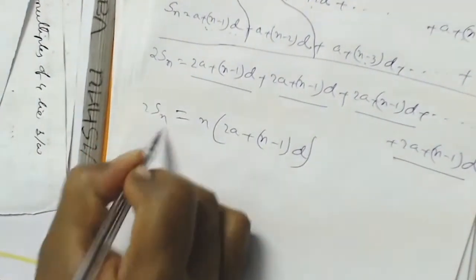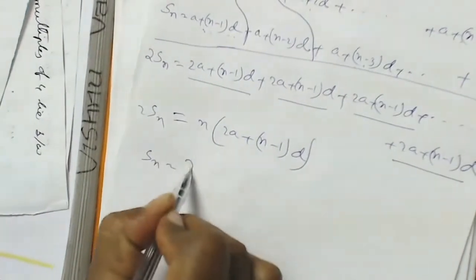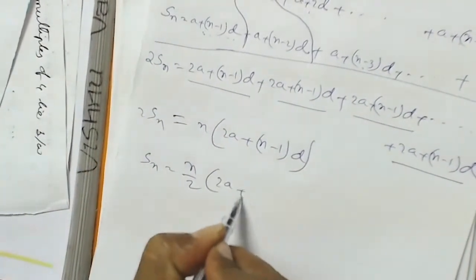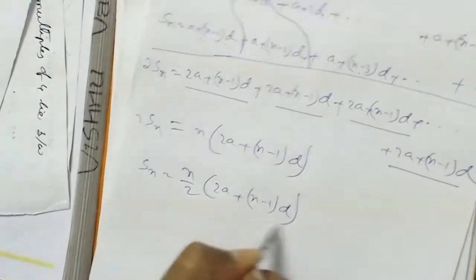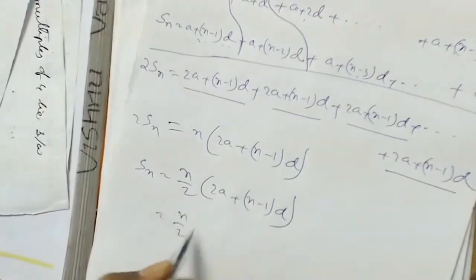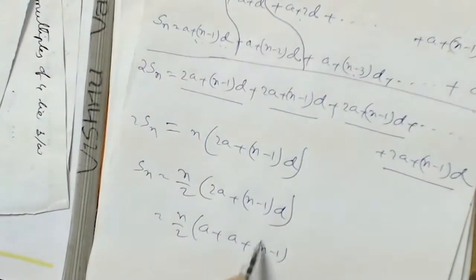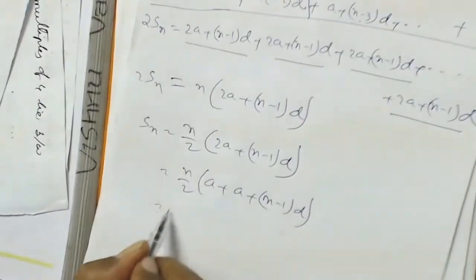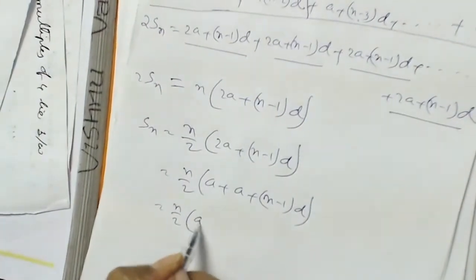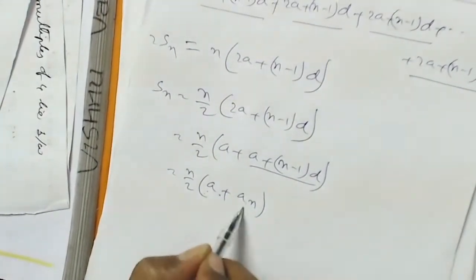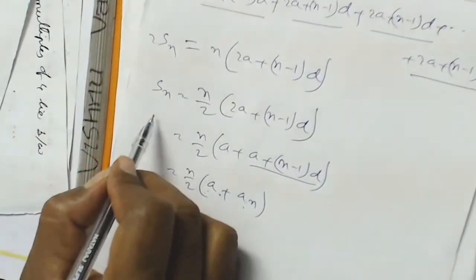It is 2Sn is equal to that. Sn is equal to, if you want, n by 2. This 2 is multiplying here; if you take it across, it will divide 2a plus n minus 1 into d. So this is the formula. 2a I can write as a plus a plus n minus 1 into d. And I know that a is the first term, and a plus n minus 1 into d is the last term. So n by 2 into a plus an also gives the sum of n terms in AP.